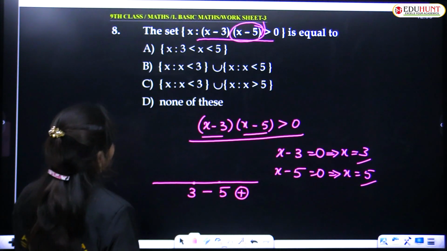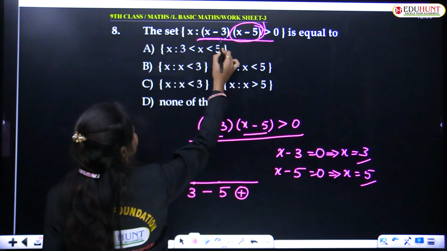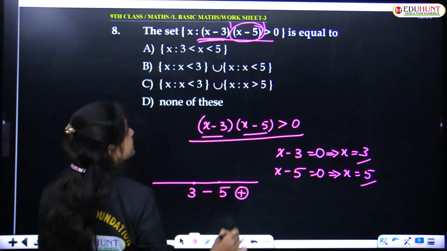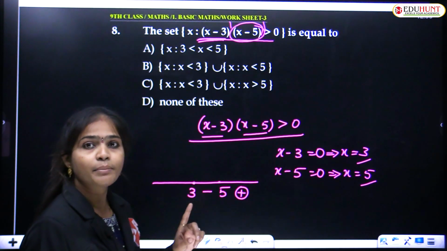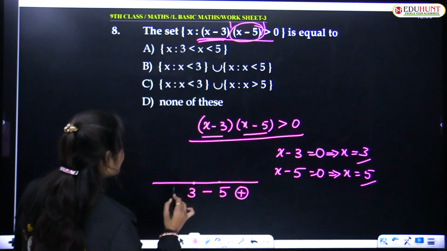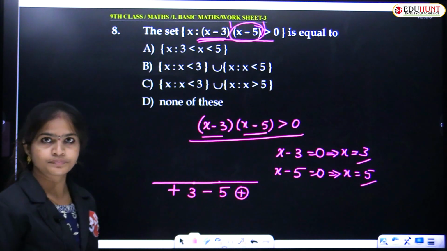Okay, next. Here again, to cross 3, we have to check x minus 3. So here the exponent is again 1. X minus 3 is there only one time. So 1 means again odd power. Odd power means we have to change the sign. So plus, minus, plus. Clear?